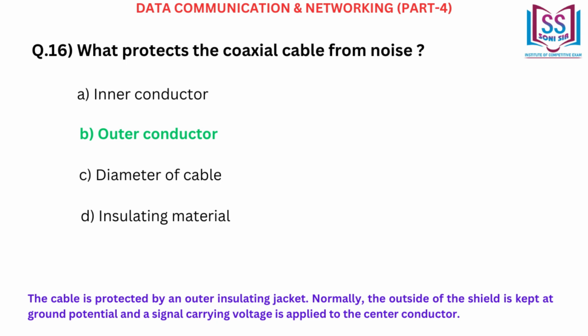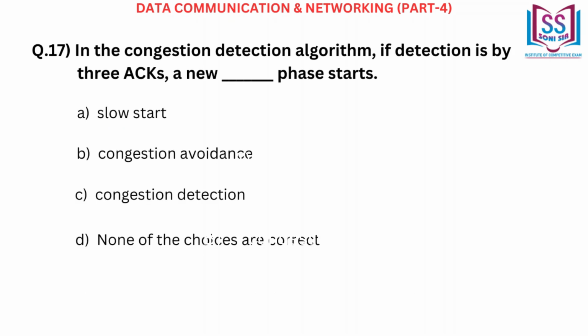Normally, the outside of the shield is kept at ground potential and a signal carrying voltage is applied to the center conductor. In the congestion detection algorithm, if detection is by 3 ACKs, a new dash phase starts.